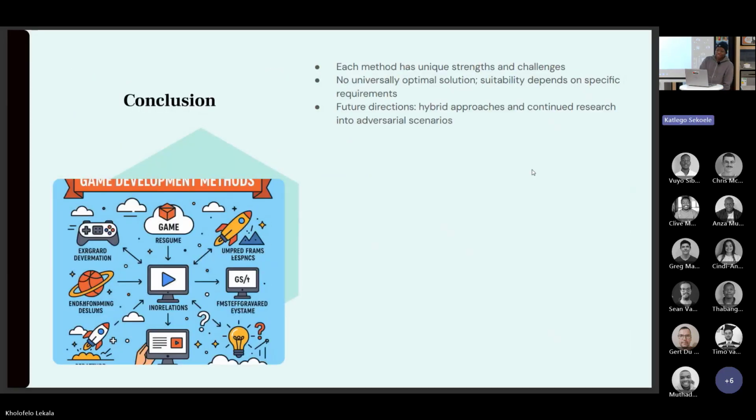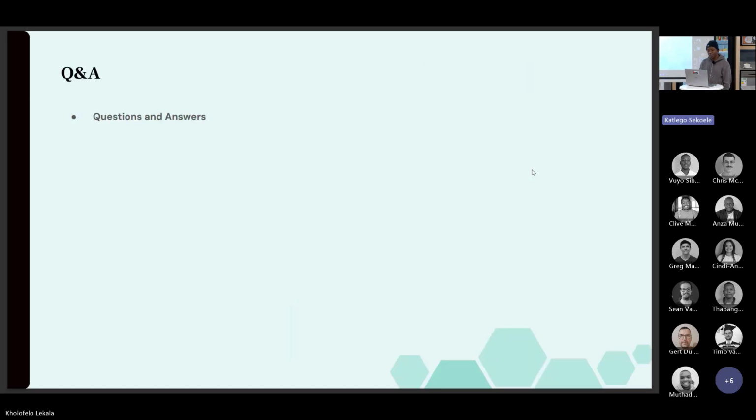So the conclusion is that each method has its own unique strengths and challenges, and technically there's no universal solution for all games. So it depends on what you want to create and the game that you want to create it for, to choose what approach you're going to use. And that would be the end of my presentation.